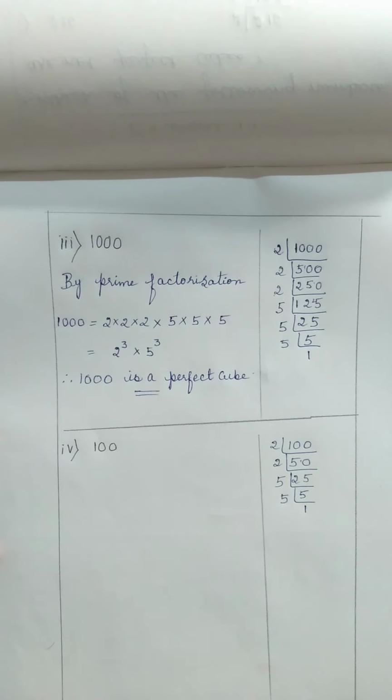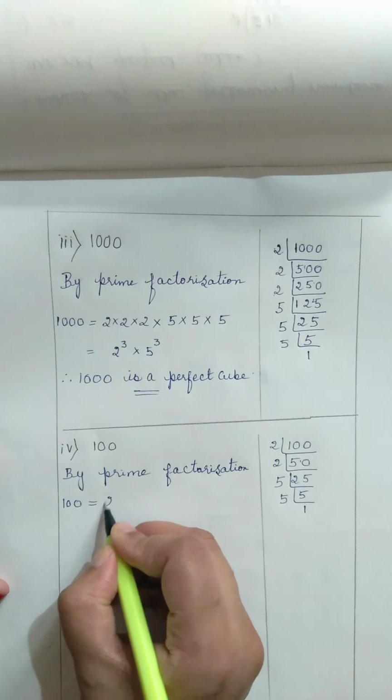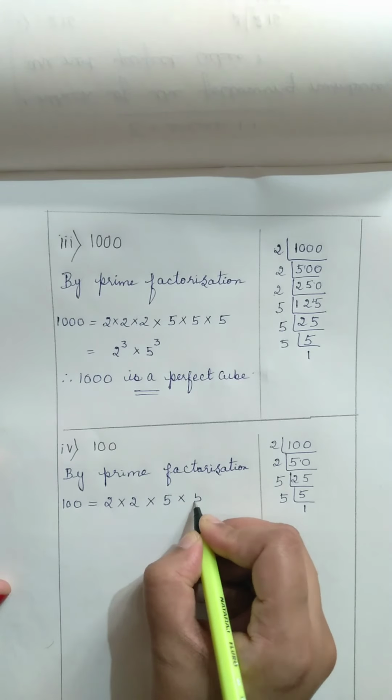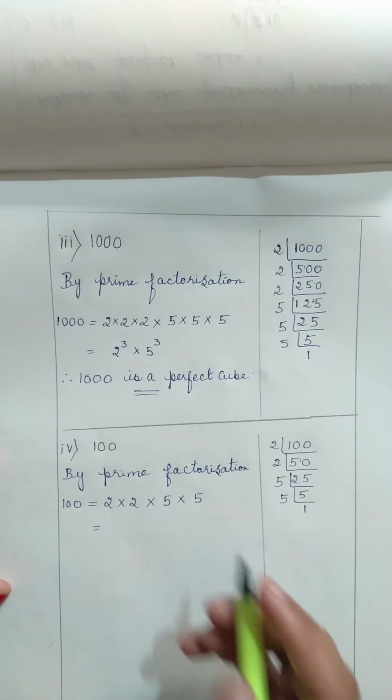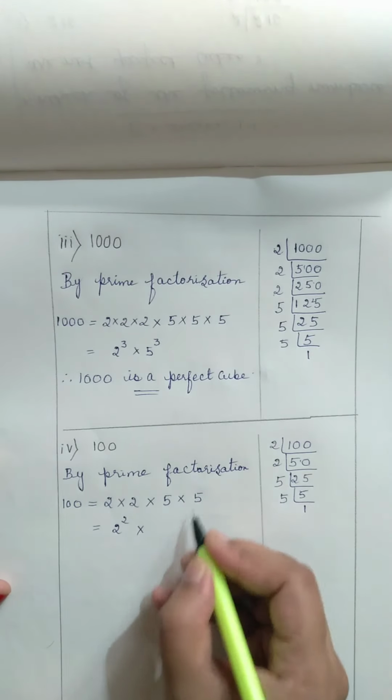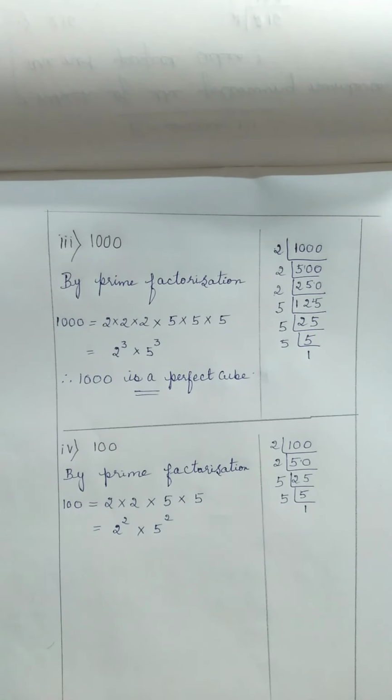So by prime factorization, this 100 can be written as 2 into 2 into 5 into 5. Now 2 into 2 is 2 square, and 5 into 5 is 5 square. So here, the 2 and 5 are left without making a group of 3. So 2 and 5 have not been multiplied by themselves 3 times. Therefore, we can come to a conclusion that 100 is not a perfect cube.